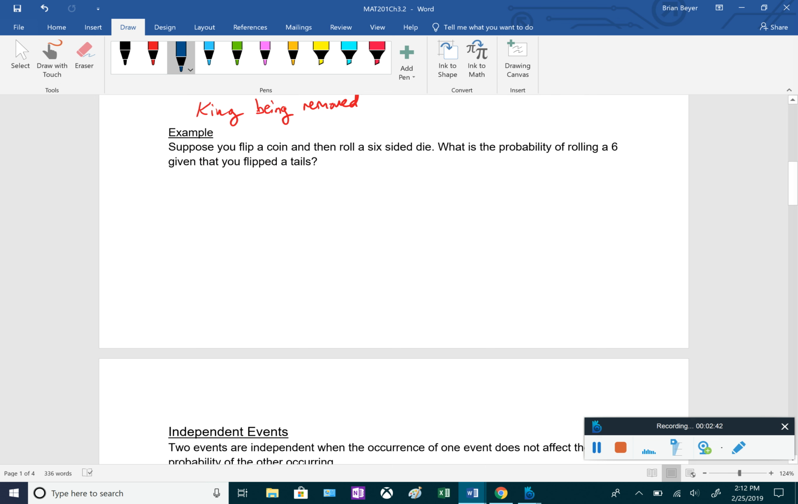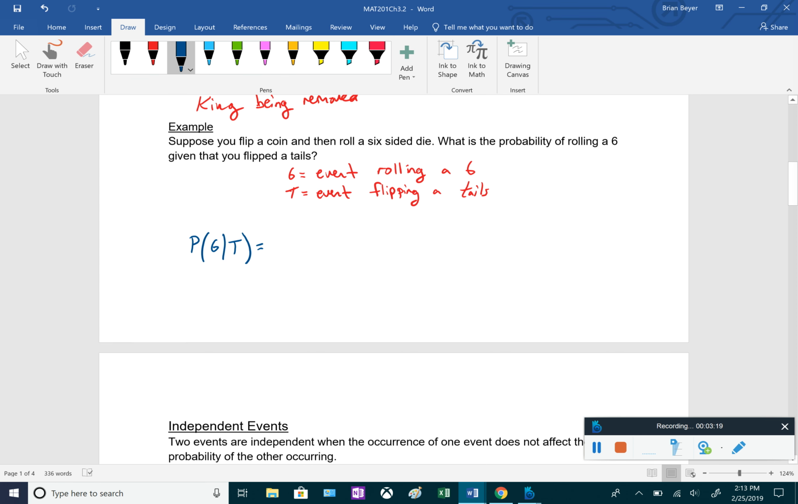Okay, let's do another one. Suppose you flip a coin and then roll a 6-sided die. We want the probability of rolling a 6 given that you flipped a tails. I'm going to let 6 be the event rolling a 6, and T be the event flipping a tails. So we're looking for the probability of rolling a 6 given that we flipped a tails.